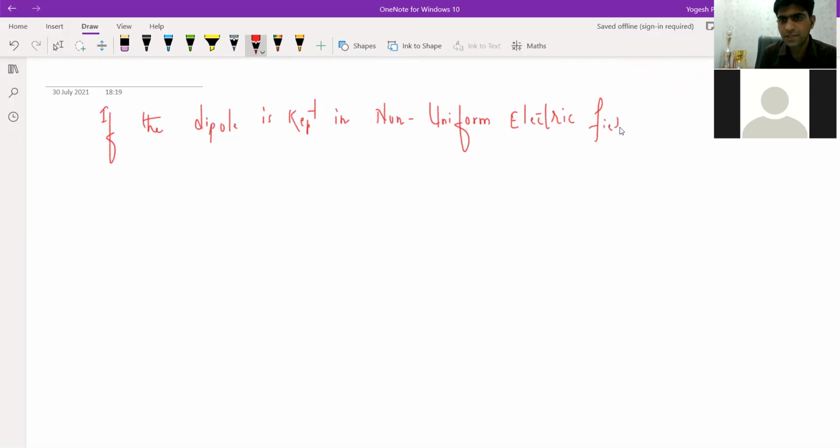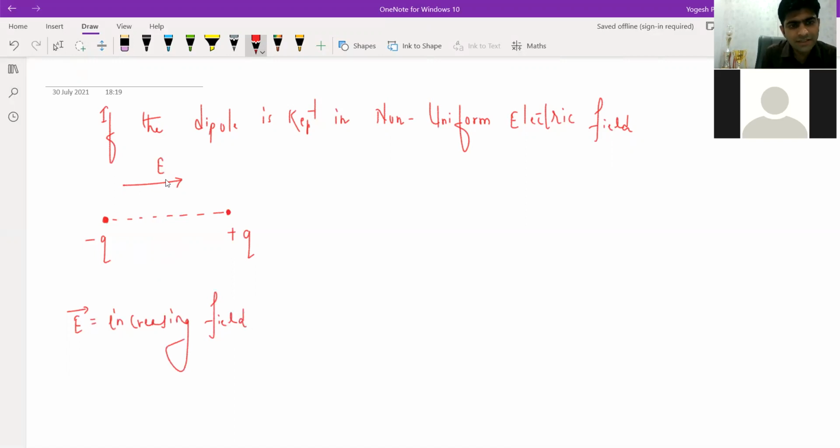Isn't it? We can call this a non-uniform electric field. There are two possibilities. Suppose this is the dipole, this is minus q, this is plus q, and this is the direction of electric field, and this is the direction of increasing electric field. Suppose the electric field is increasing from negative to positive. I can write that this E vector is the increasing field towards right, increasing field.